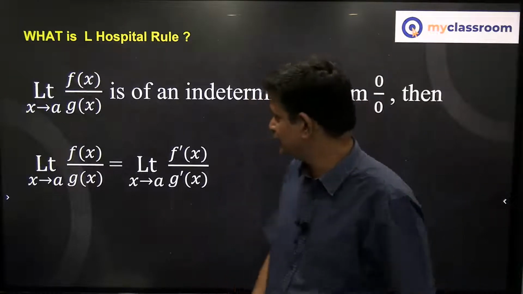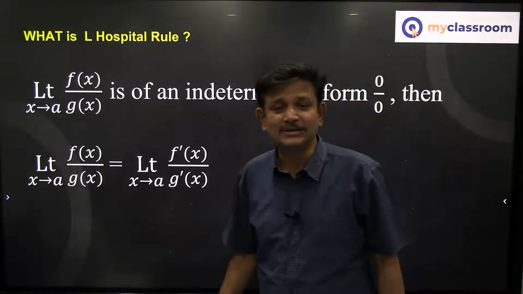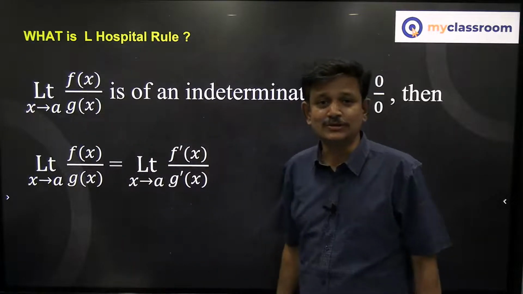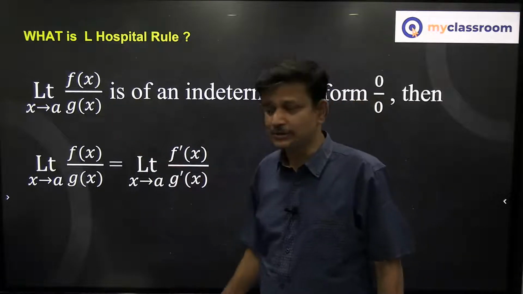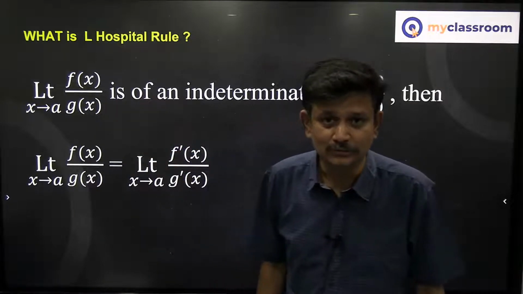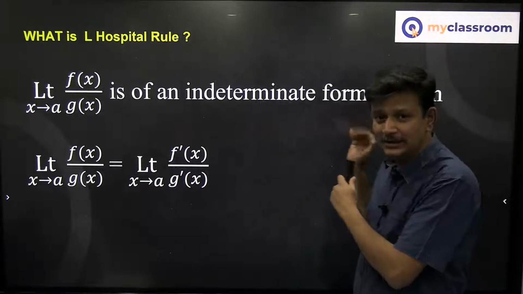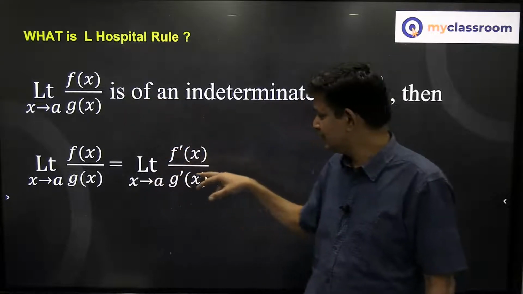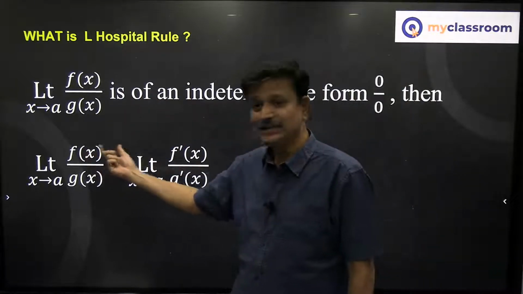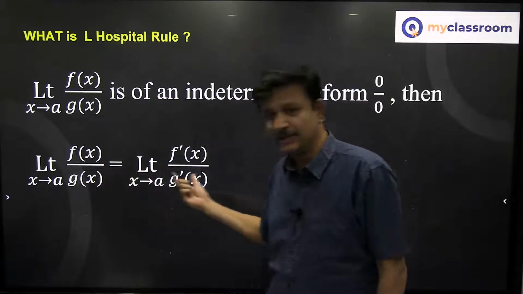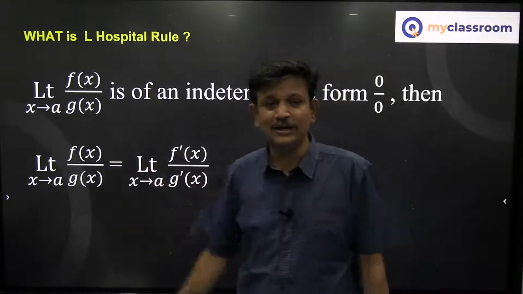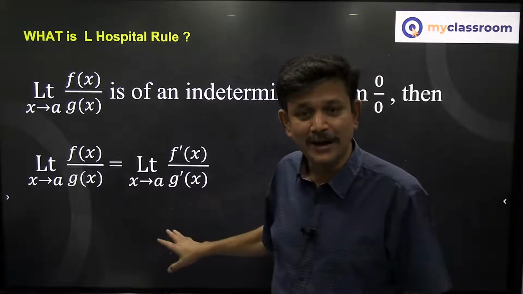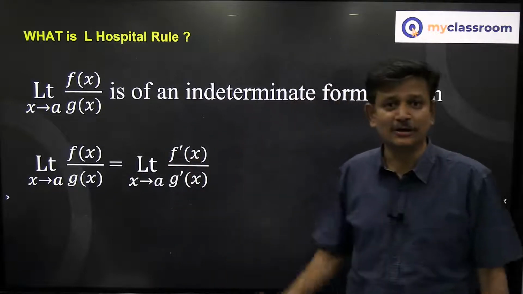Just for a quick refresher, if you are evaluating limit x tends to a of f of x by g of x, and as x tends to a, the numerator is approaching 0 and the denominator is approaching 0, so that is of indeterminate form 0 by 0, then this limit is as good as limit x tends to a of f dash x by g dash x, differentiating numerator and denominator. This is what L'Hospital rule is all about.